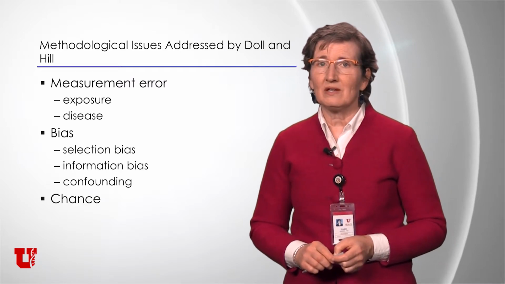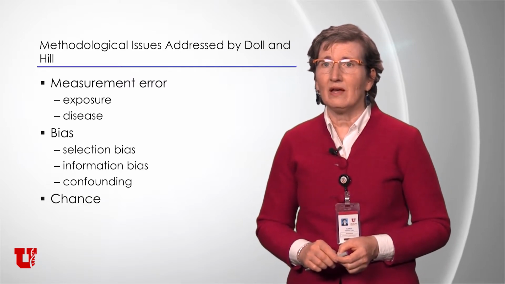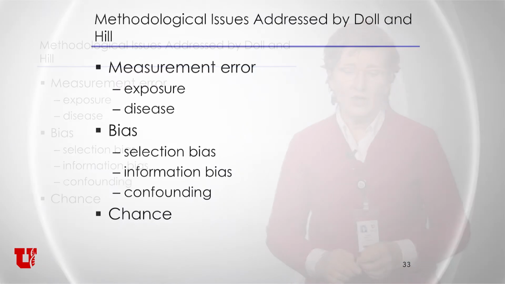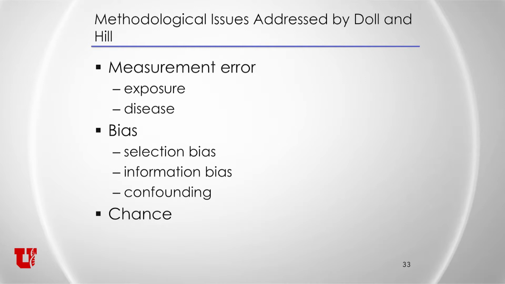same issues that we think about today when we read an observational study and we ask ourselves how convincing this evidence is. So they talked about measurement error, the exposure, which was smoking, how reliable, how complete was the information about people's smoking history, was the disease diagnosis correct, was there selection bias in terms of who participated in the study, was there information bias or confounding, and what was the role of chance. They addressed this by reporting the p-values.